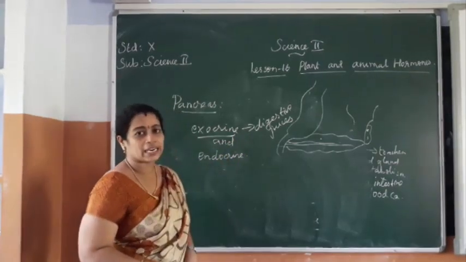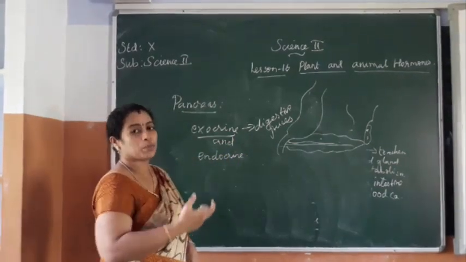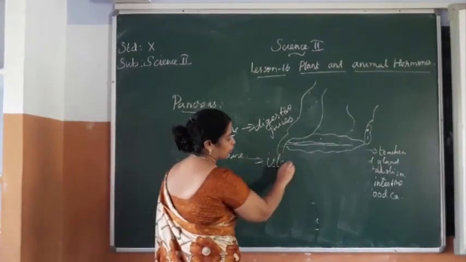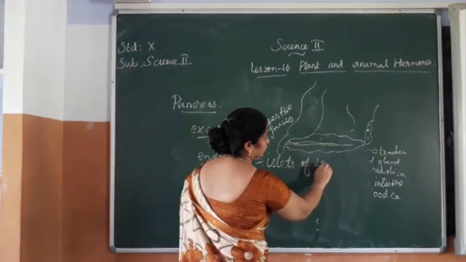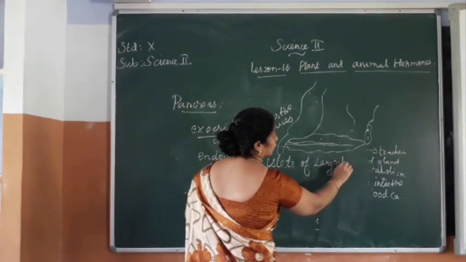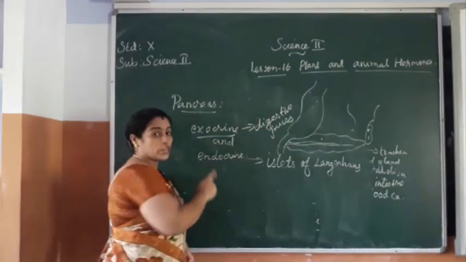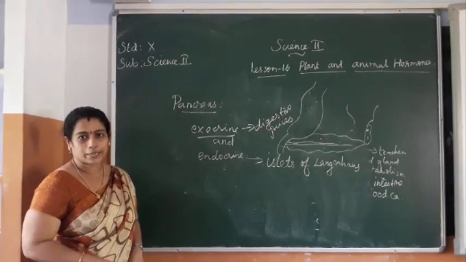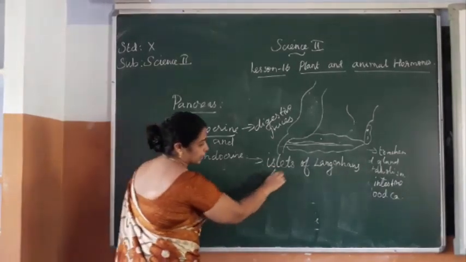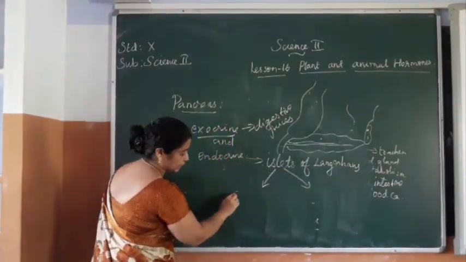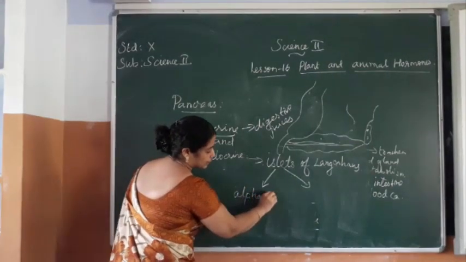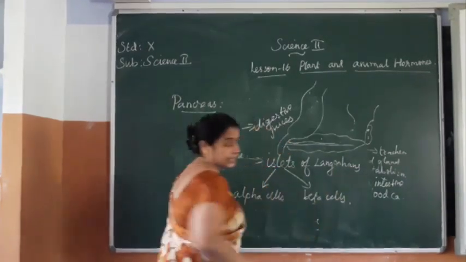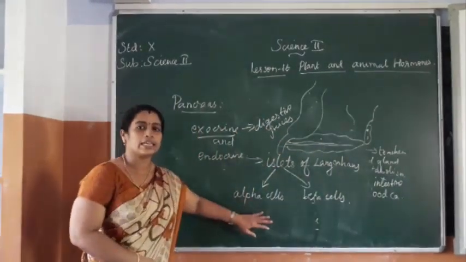Next one, endocrine gland. It consists of endocrine function. The endocrine part consists of a group of cells known as islets of Langerhans. Islets of Langerhans form the endocrine part of the pancreas. This islets of Langerhans consists of two types of cells, that is alpha cells and beta cells, and these function as the endocrine part.